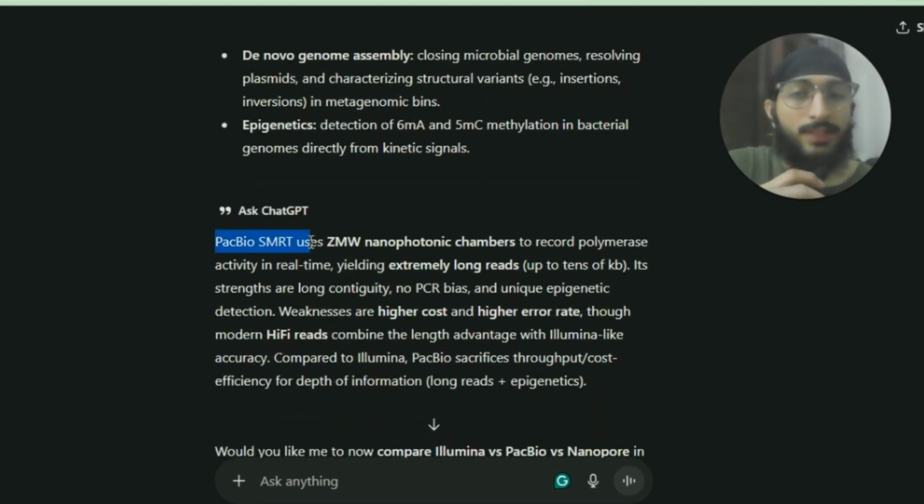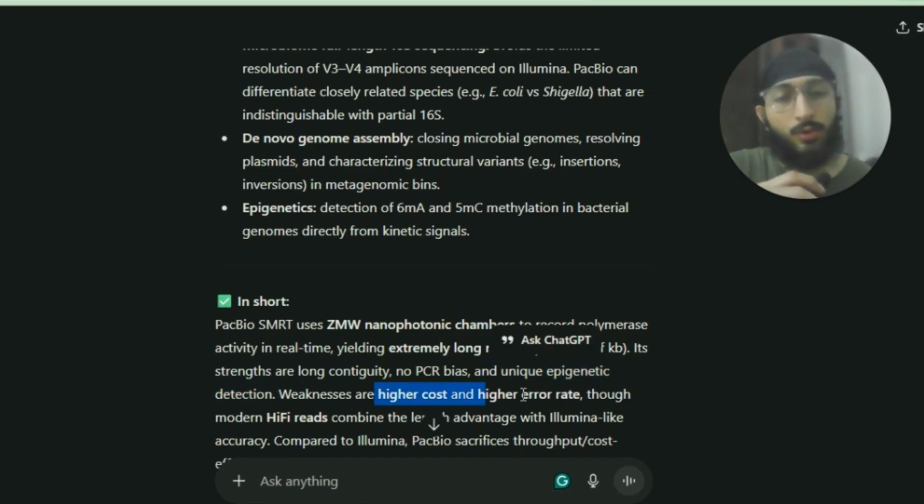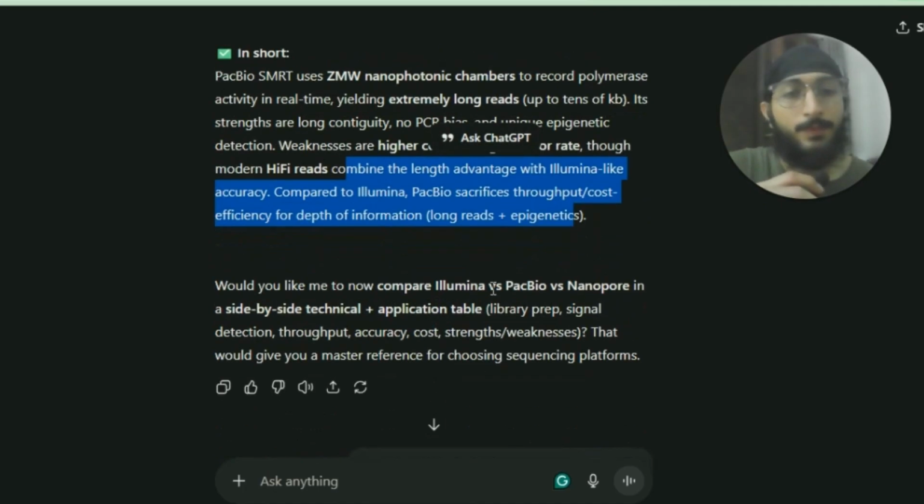In short, PacBio SMRT uses ZMW, zero-mode waveguide nanophotonic chambers, to record polymerase activity in real time, yielding extremely long reads, up to tens of kilobases. Its strengths are long contiguity, no PCR bias, and unique epigenetic detection. Weaknesses are higher cost and higher error rate, though modern HiFi reads combine the length advantage with Illumina-like accuracy. Compared to Illumina, PacBio sacrifices throughput or cost efficiency for depth of information. That is, it gives long reads plus epigenetics. So that's it.